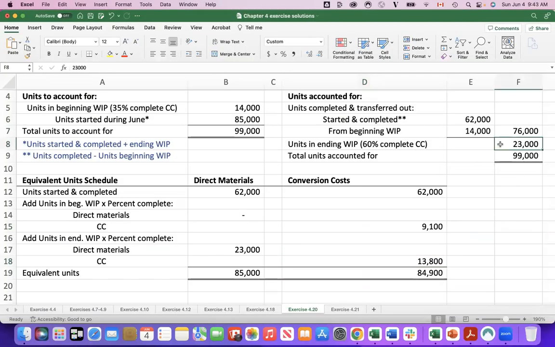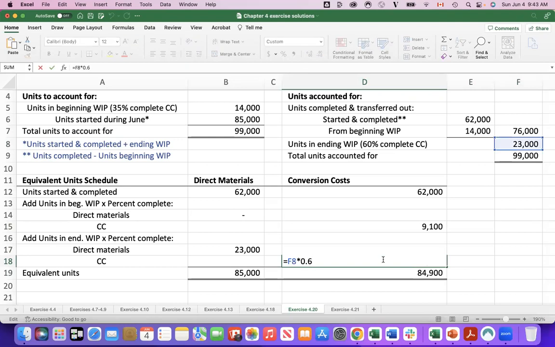For conversion costs, the units are 60% complete in the month of June. So these 23,000 units, each of them are 60% complete. So they've received 60% of the total direct labor and overhead they will incur. From a theoretical standpoint, I could have 23,000 units that are each 60% complete, or I could have fully completed with respect to conversion costs 13,800 units. The 23,000 actual in ending work in process multiplied by the 60% conversion cost completion rate. My equivalent units measure is 13,800.